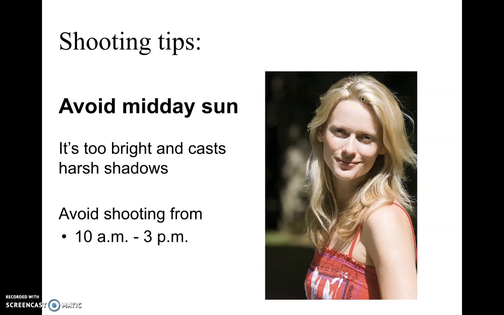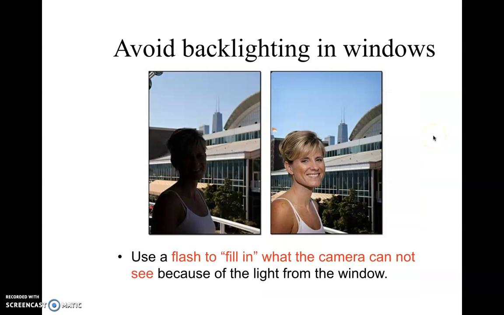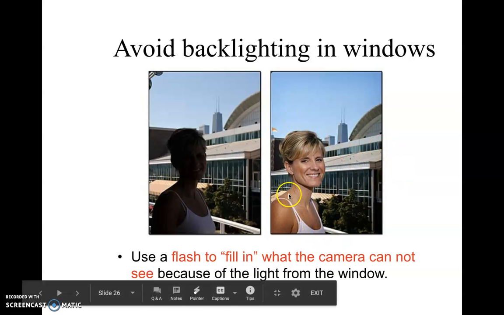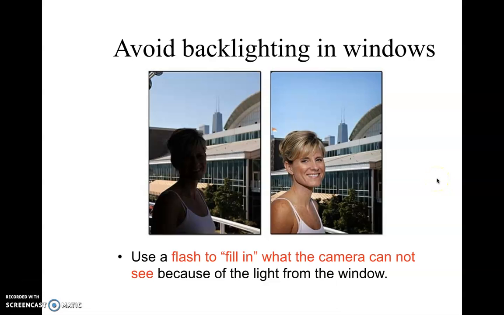All right, so here are some basic tips. Try to avoid shooting outside in brightish midday sun, just because, again, we're getting dark shadows and it's not as flattering light. Be careful when you take a picture of someone in a window, because if their back is to the window, you're going to see the shape of them because the light is behind them. So instead, you'd have to use a fill flash, turn on your flash to fill in what the camera cannot see. That's one way to get a picture of someone in the window.